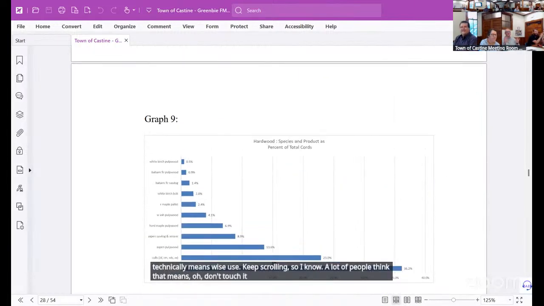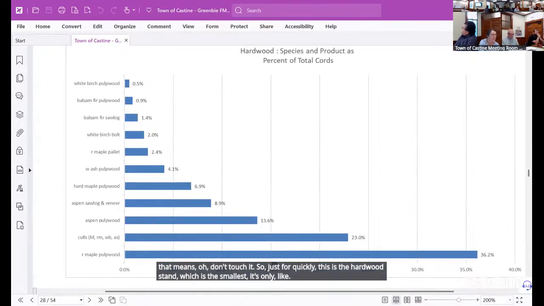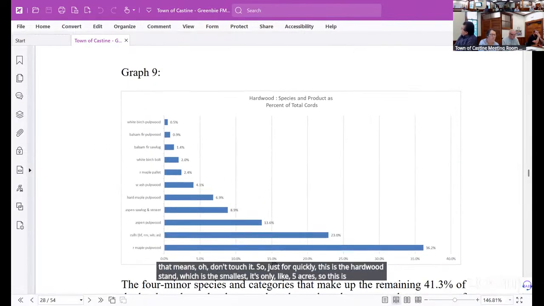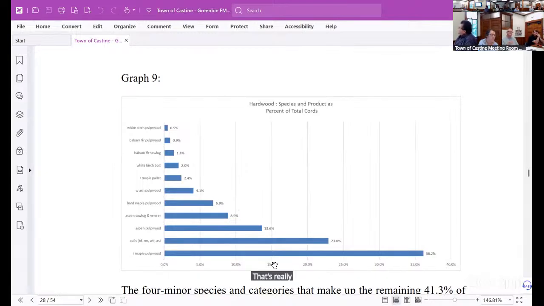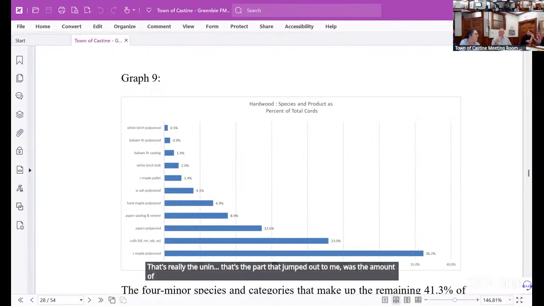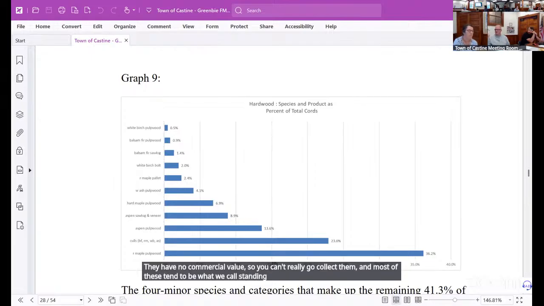So just quickly, this is the hardwood stand, which is small, only like 5 acres. Red maple is the big one on the bottom, followed by culls. That's the part that jumped out to me, the amount of culls in all of the forest. Culls are non-merchantable, they're great for birds, let's not be wrong about this, but they have no commercial value, so you can't really go collect them, and most of these tend to be what we call standing stubs.